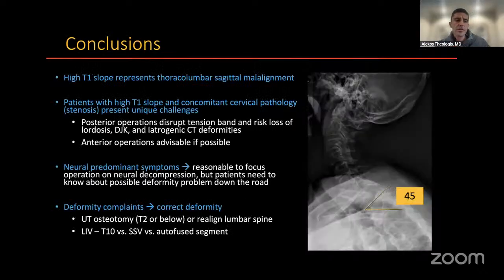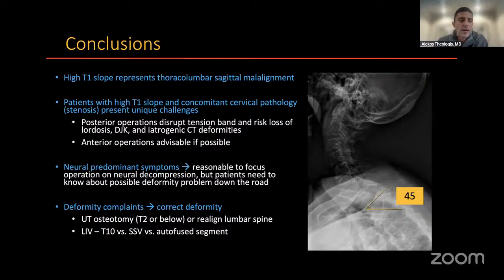So in conclusion, high T1 slope patients represent thoracolumbar sagittal malalignment. If you only have a cervical spine X-ray, it'd be incumbent upon you to obtain full spine X-rays just to get a full assessment of their alignment. They do pose challenges, especially those who are addressed with posterior operations. We talked about the disruption of the tension band, risk of loss of lordosis, DJK, and iatrogenic cervicothoracic deformities. Anterior operations, if you can get away with them, probably are advisable.